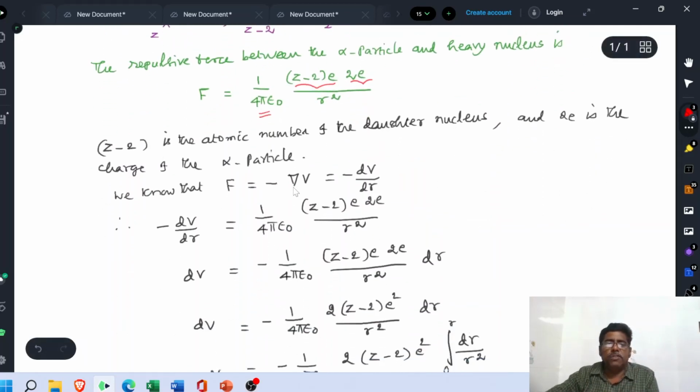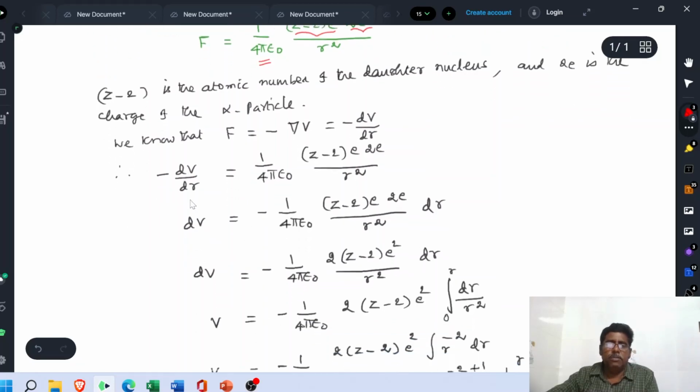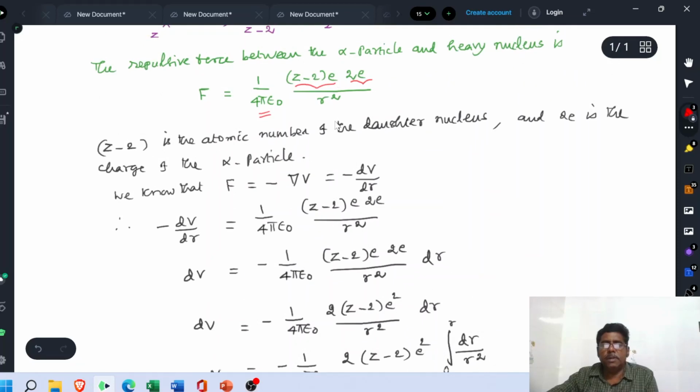We know that F is equal to minus grad V. Gradient of negative potential is called force. So F is equal to minus dV by dr. So minus dV by dr is this much. Then this is modified as (Z minus 2) into 2e square.